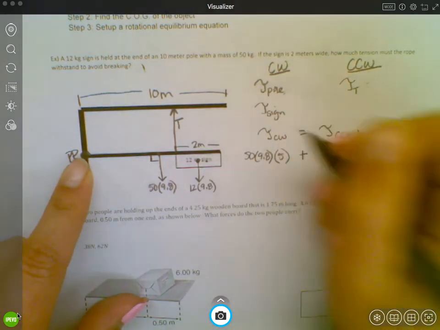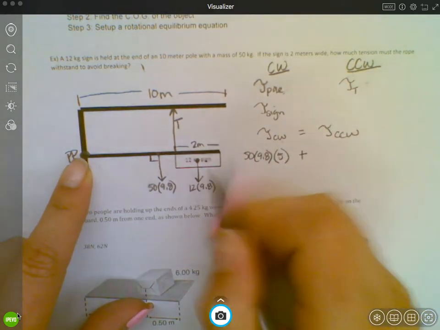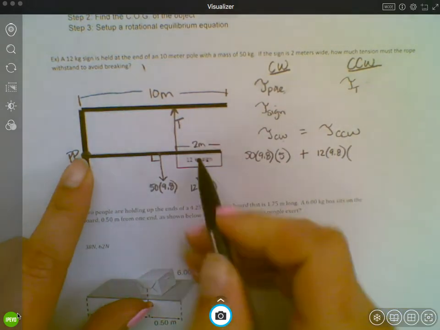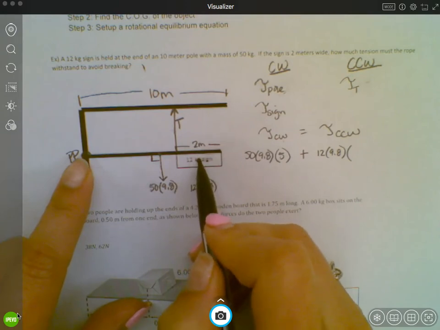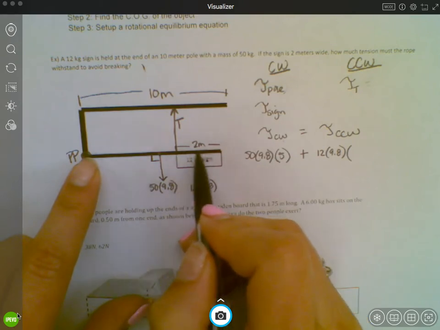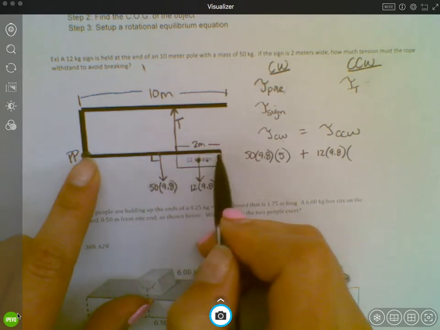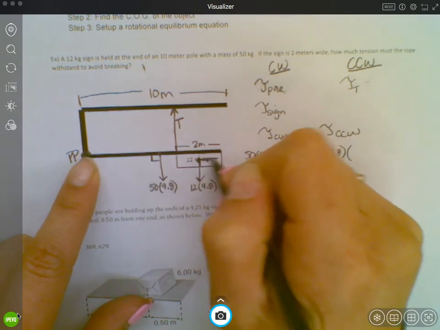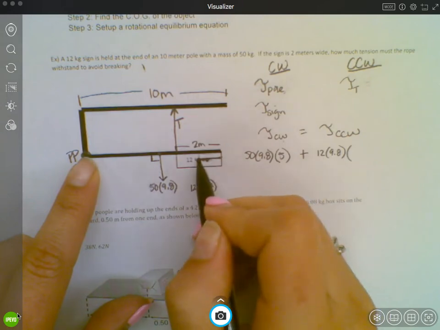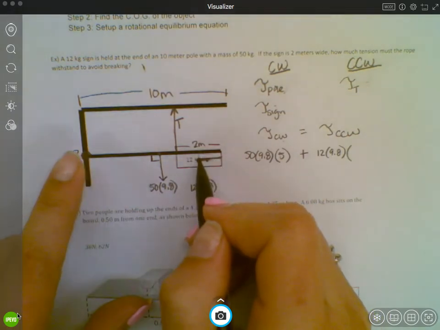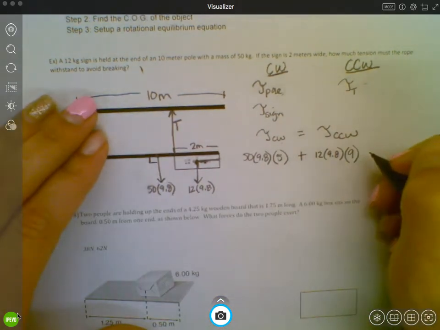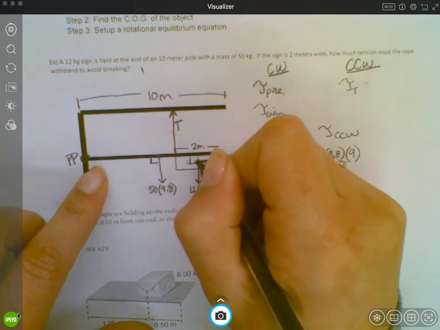Plus the torque of the sign, which is also clockwise. So we have the force of the sign, 12 times 9.8, times the distance, R, from the force to the pivot point. This is a little more difficult. Since this is 2 meters wide, and this is in the middle of that sign, there must be 1 meter from here to the end. Which means if the whole thing is 10 and that's 1, then this is 9 from here to the pivot point. Also sine 90, so 90 degrees.